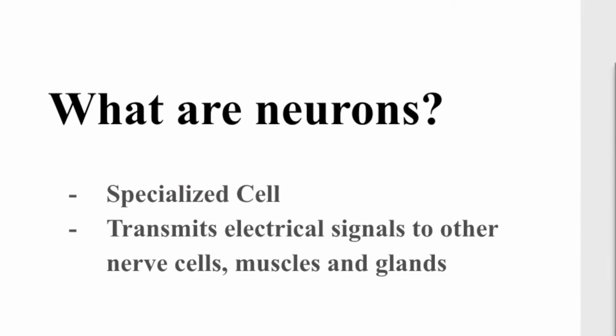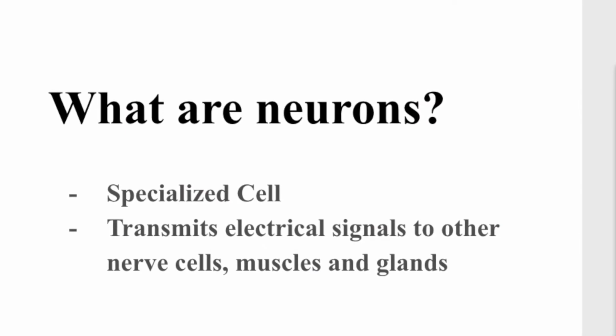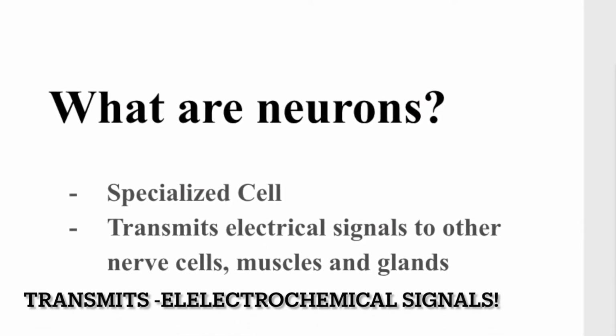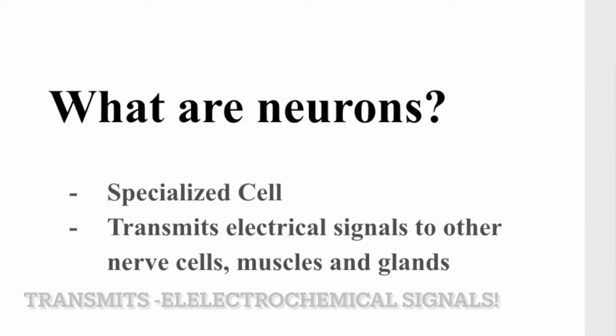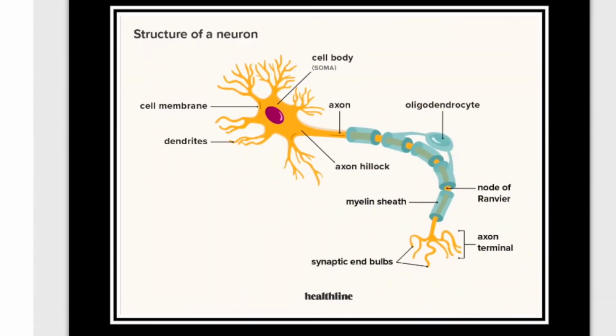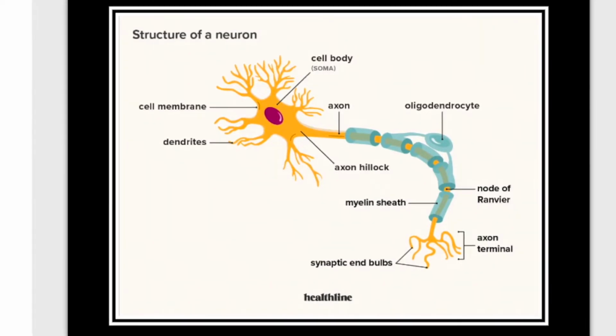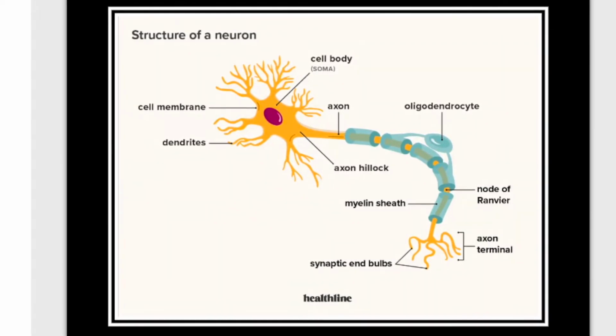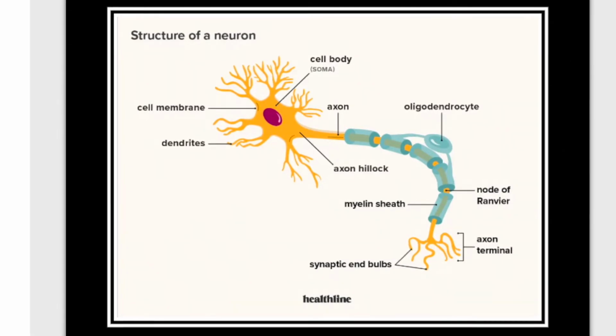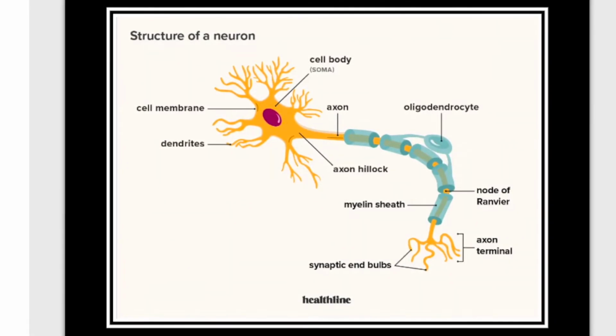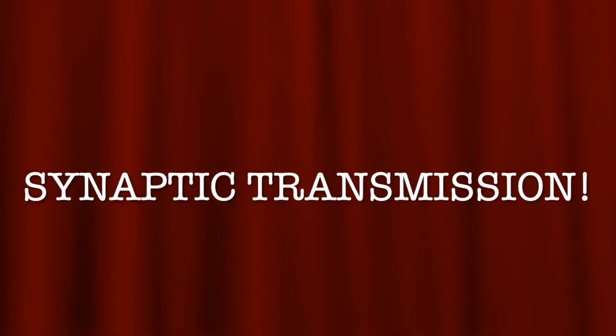A neuron is a specialized cell that transmits electrical signals to other nerve cells, muscles, and glands. Neurons consist of three parts: axons, dendrites, and the cell body, also known as the soma. The dendrites receive the signals, and the signal travels down the axon to the axon terminal, where the signal is sent to the next neuron. To answer that question, we need to talk about a process called synaptic transmission.